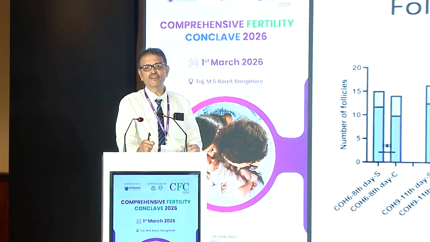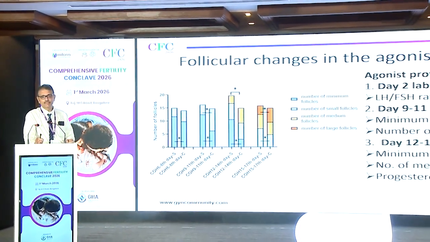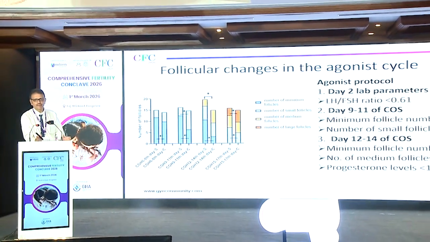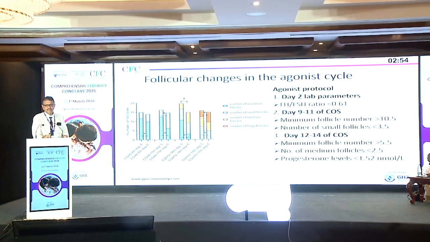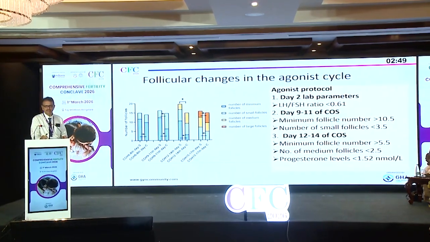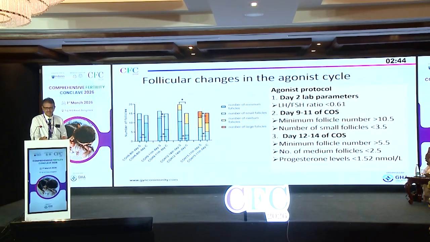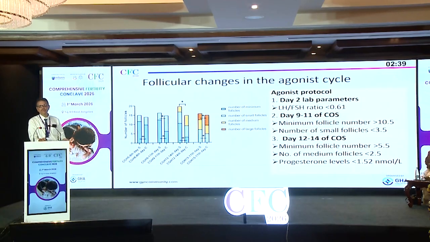And then the minimum follicular number. What do you mean by a minimal follicular number? Those follicles less than 10 millimeters, they are more. That means the initial recruitment has not taken place. And the number of small follicles, the small follicles are those between 10 and 15, they are less than 3, that is the average. Okay, you can have 3 or 4. And on day 12 to day 14 of the stimulation, you find that the number of medium follicles, that is 15 to 18, are only 2.5, and the progesterone levels. So, it helps us to counsel that when you have such a scenario, you can always tell the patient.